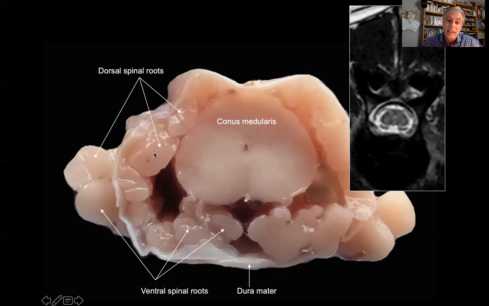As these are the proximal portions of the roots, they are inside a single sleeve of dura and arachnoid. However, the distal portions have independent surroundings of meninges, one for the dorsal root, one for the ventral root. So it means that this should be filled with CSF, and this is what we have here, filled with CSF. The epidural fat is externally located.